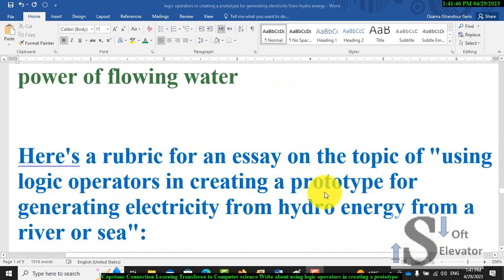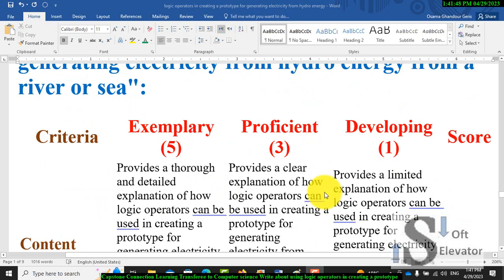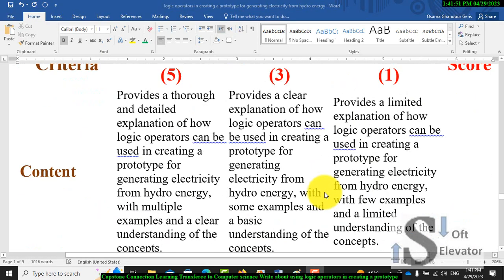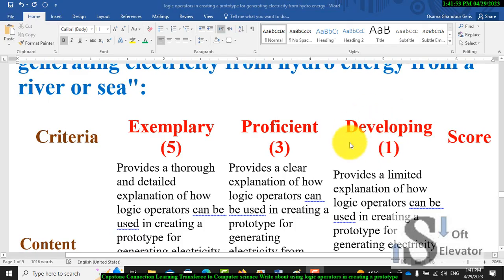Here is the rubric for this answer. So we have the criteria, content here, and we have here developing, which is yellow, proficient, green, and exemplary or very professional, which is blue.